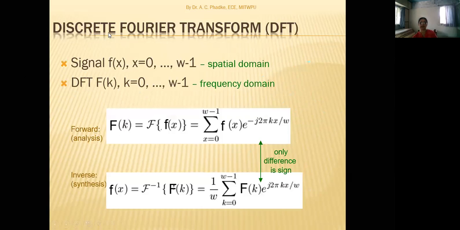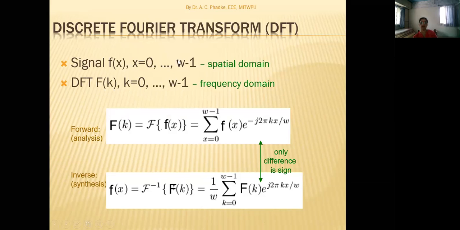So the same concept is written here. This is the discrete Fourier transform equation for a one-dimensional signal. So your signal f(x) varies from x = 0 to w minus 1, and equivalently you can determine its Fourier transform F(k), where k varies from 0 to w minus 1.